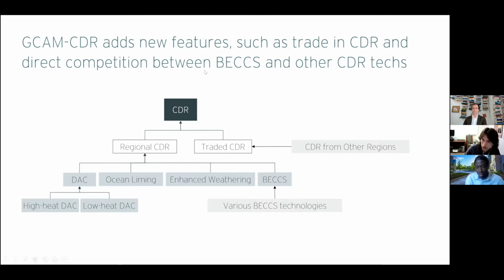Another important feature we've introduced is the inter-regional trading of CDR, and this can play a key role in answering relevant policies related to spending and investments of CDR, both at a global scale and a regional scale. And this can also be used in terms of addressing inter-regional feasibility of CDR deployment, and then also investments and spending for these technologies. Next slide, please.